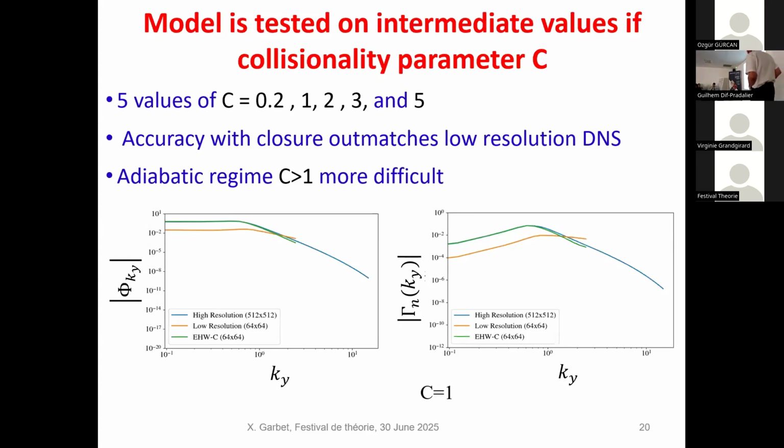Again, you see the same thing, but this time the spectrum versus ky, flux versus ky. Blue is the numerical DNS. Green is LES with closure, and the orange one is LES with no closure. So definitely for C equals 1, and it's about the same for all values of C. So it's kind of okay.